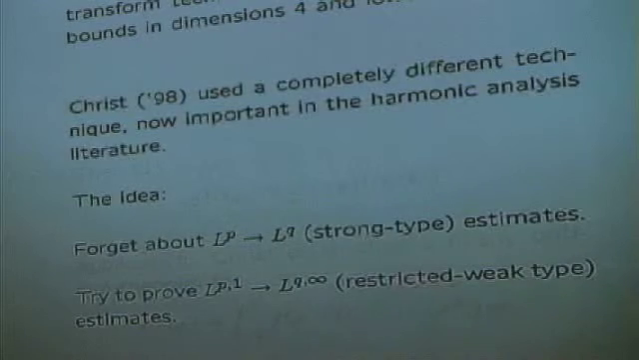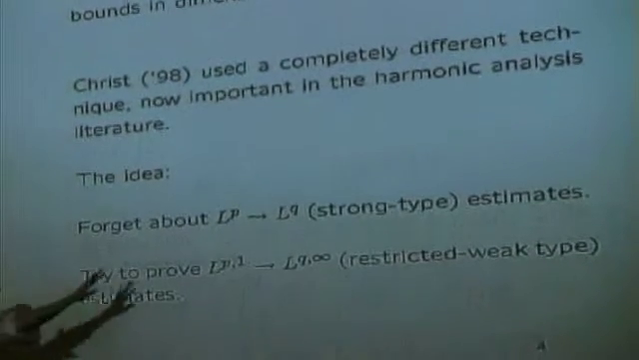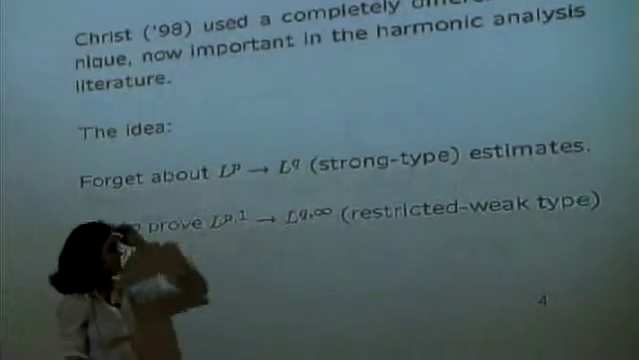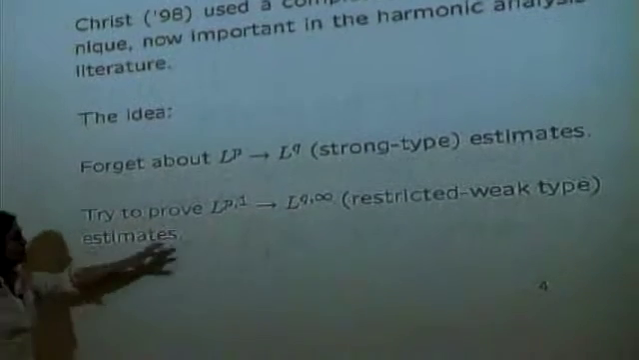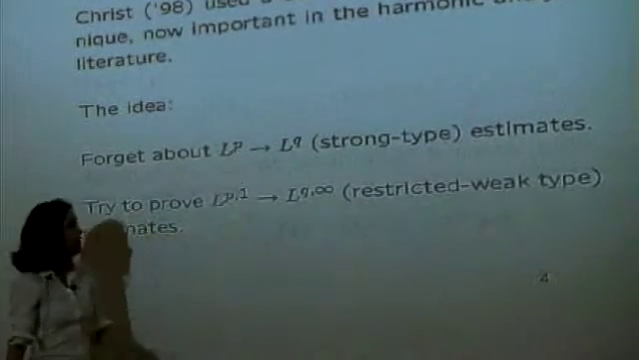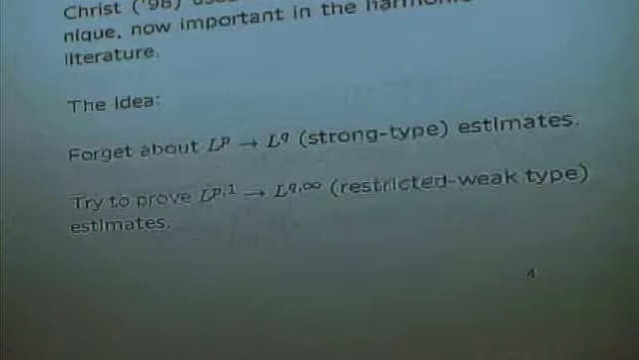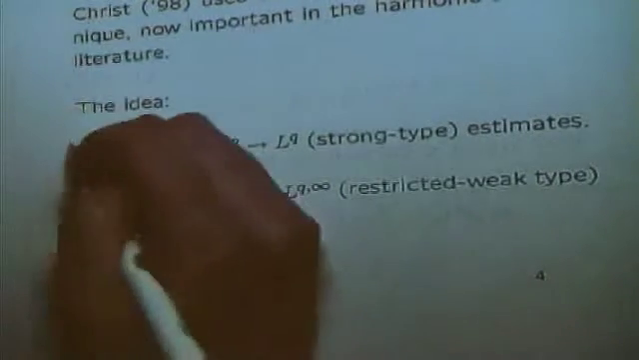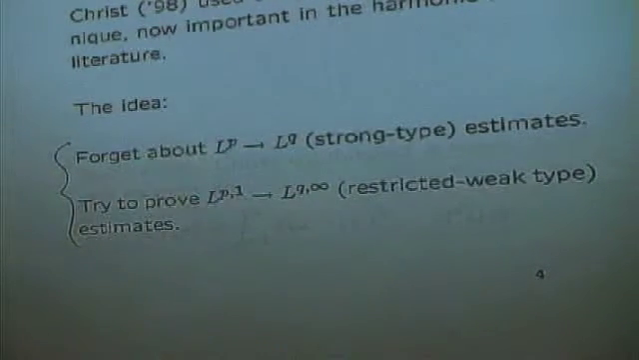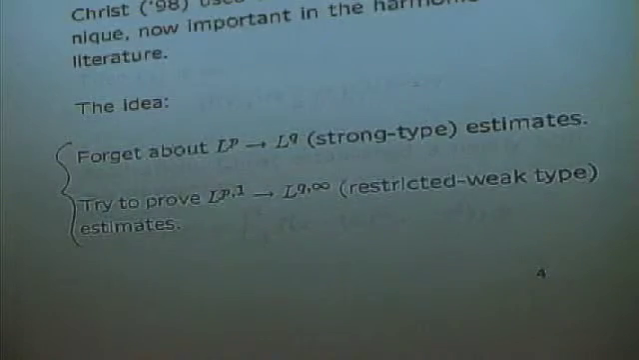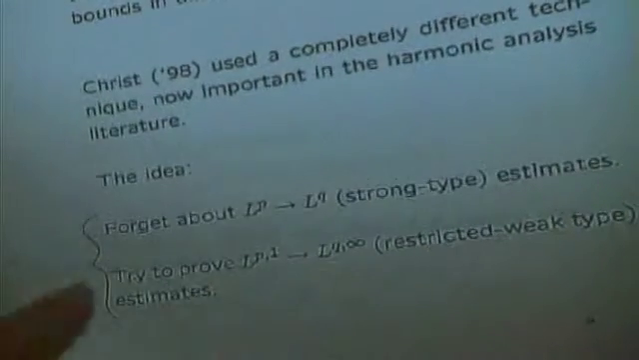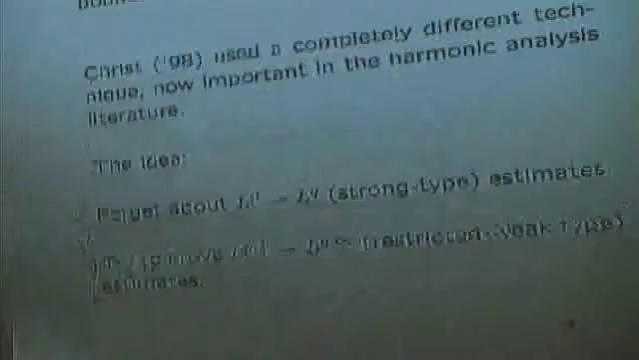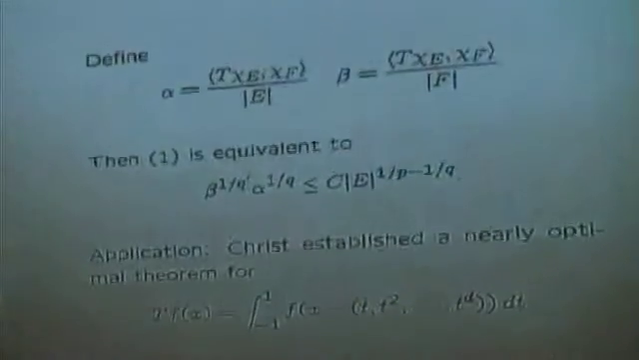So what we're going to do is forget about trying to prove LP to LQ, which are called strong type estimates, and try to prove instead LP,1 to LQ,infinity, or restricted weak type estimates. Of course, this isn't the major new idea. Trying to prove a simpler problem is common in all of math, but now I'll talk a little more about the proof of the restricted weak type estimates.